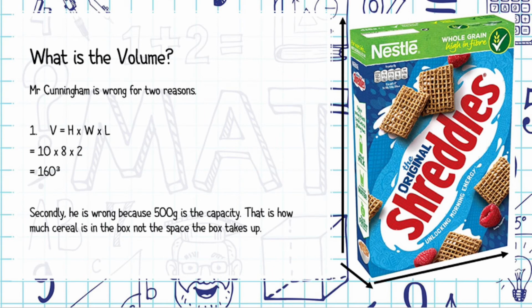Let's have a look at the answer. Using the formula, I would have got the height of 10, the width of 8, and the length of 2. 10 times 8 is 80, 80 doubled is 160. The answer is 160 units cubed. I also in the question haven't stated the unit of measure I'm using. If I'd said centimetres, I would have got 160 centimetres cubed, for example. Secondly, I'm wrong because 500 grams is showing the capacity of the box, not the volume, meaning that I've misunderstood the difference between volume and capacity.